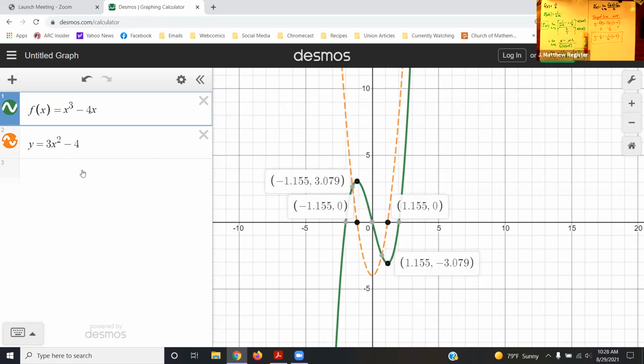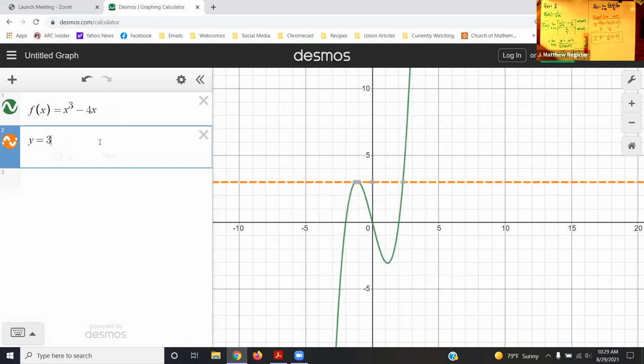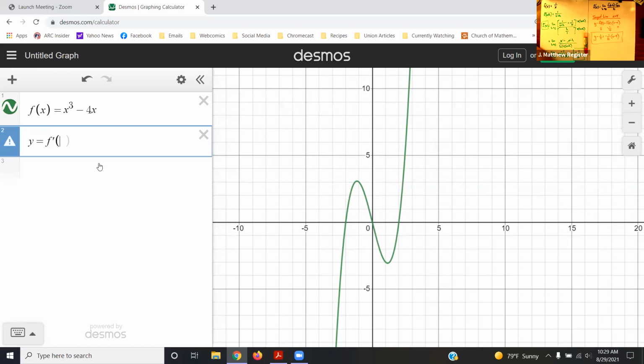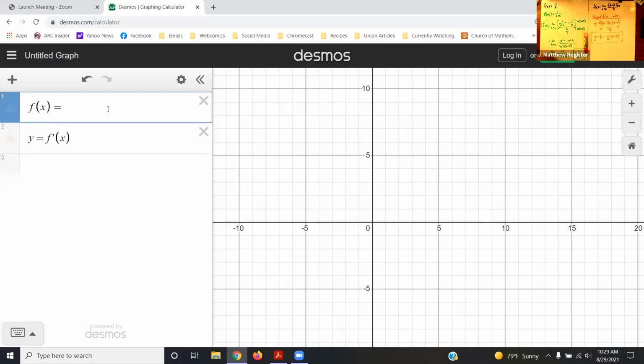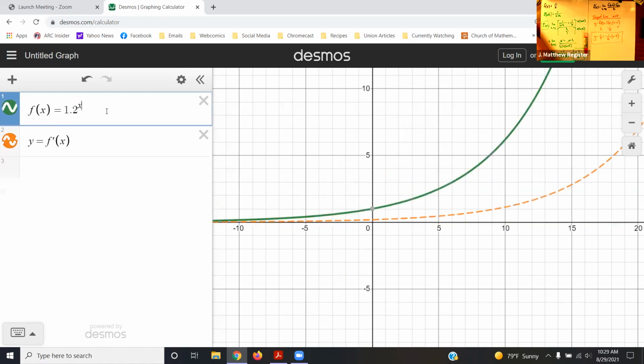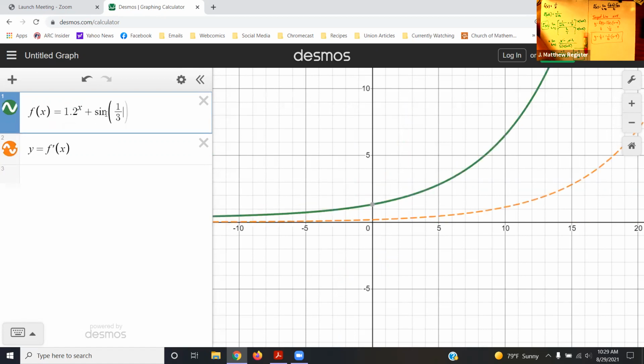And this is going to be true no matter what function we have. Let's just make it so that this will be an arbitrary derivative, f prime of x. And let's put a different function in here. How about, let's see, I want something a little bit more interesting. How about 1.2 to the x, and then I want to add a sine of 1/3 x. That might not be good enough. Let's just make it sine of x.